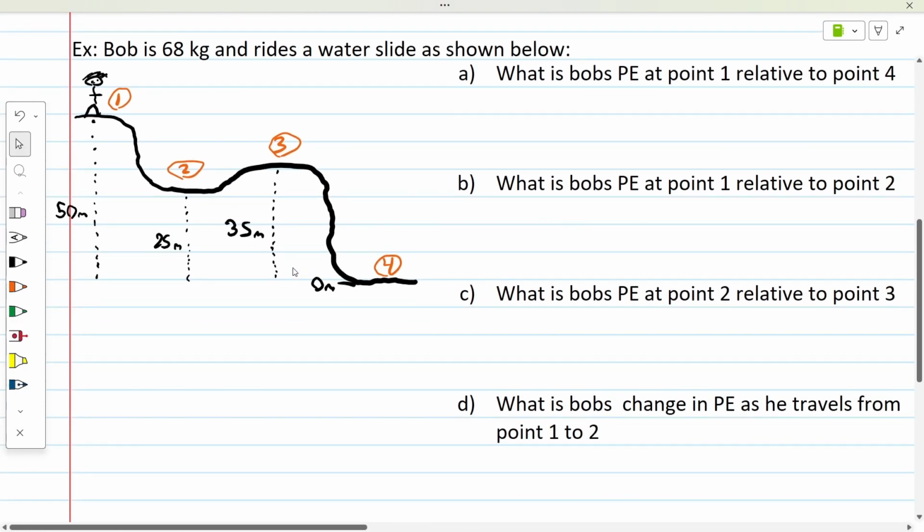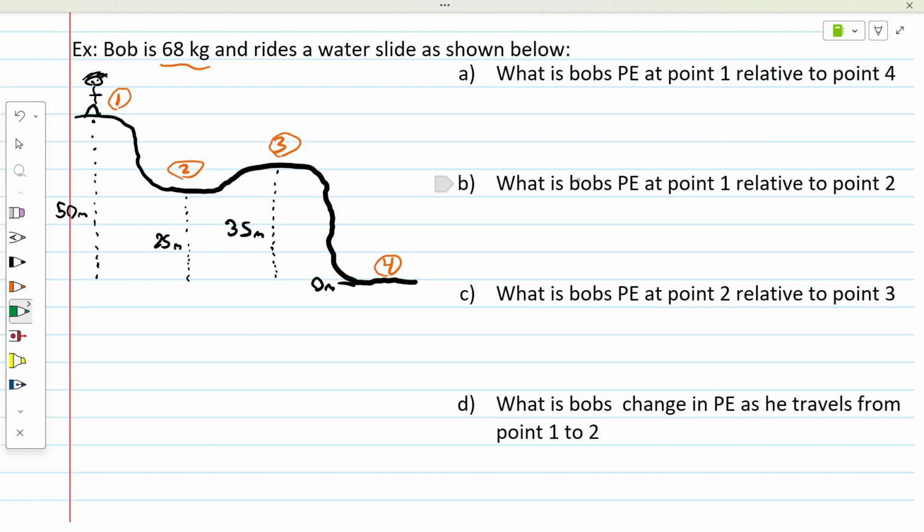Alright, so let's do an example for gravitational potential energy here. So we have Bob, who is 68 kilograms, rides a water slide as shown below. So he starts at point 1, up here at 50 meters. He travels down, back up, and then all the way down. So we just want to figure out what is his potential energy along this path.